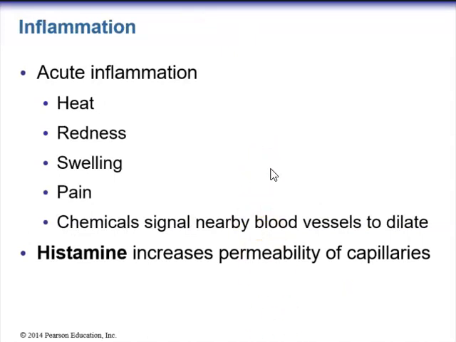So inflammation, we have acute inflammation. Acute means it doesn't take a very long time to develop, unlike chronic inflammation. So acute inflammation includes symptoms of heat, redness, swelling, pain, and then chemical signals are sent to nearby blood vessels to help them dilate and bring more blood to the area. Histamine. Histamine will increase the permeability of capillaries so that more cells can go to the area of damage.